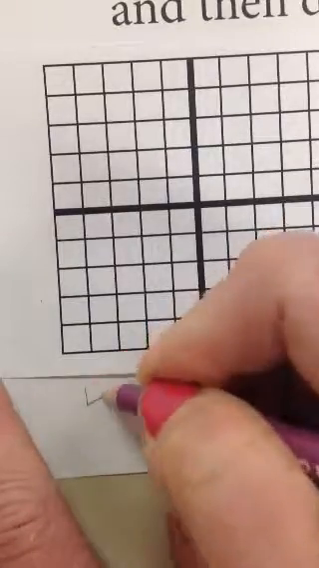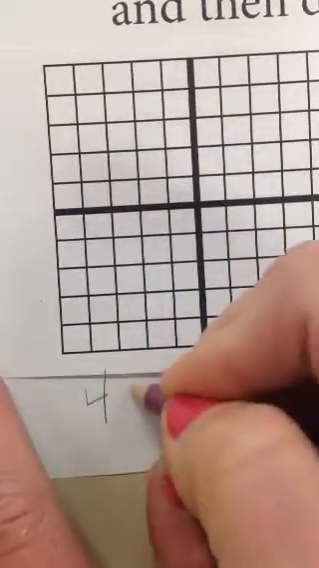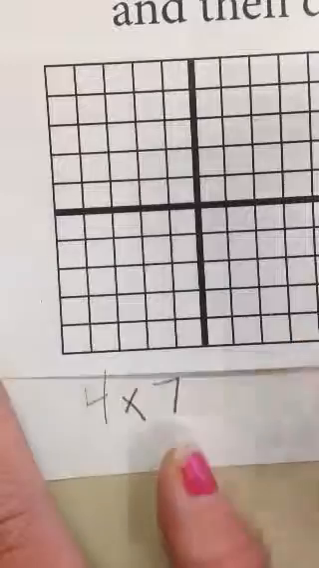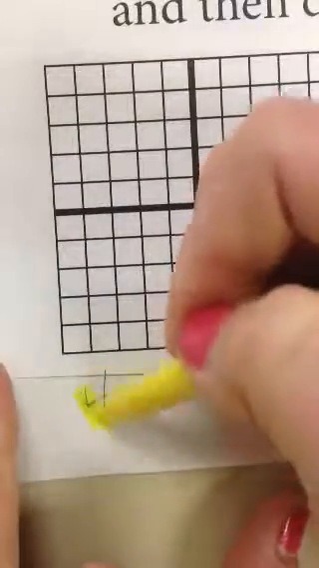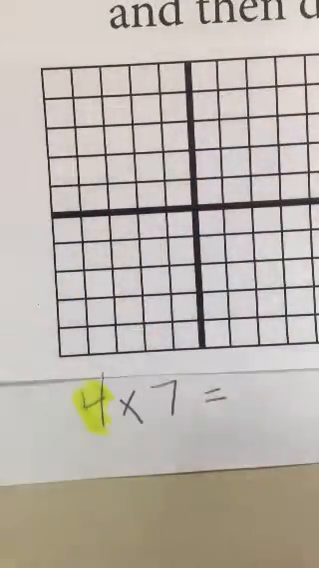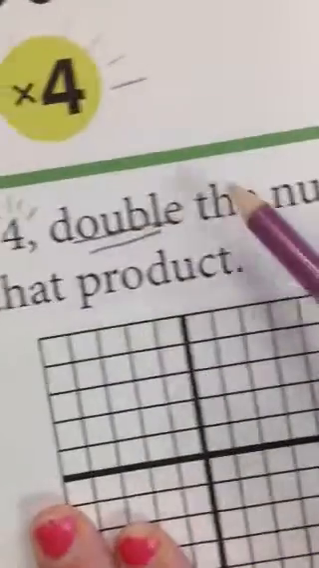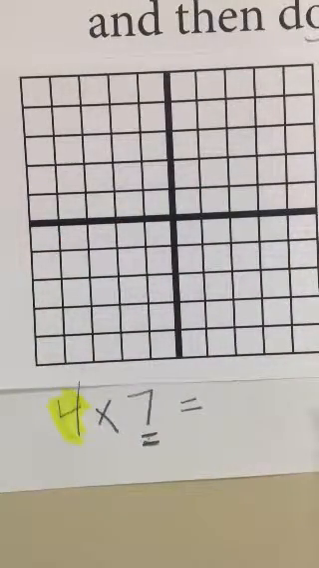Okay, let's go ahead and try 4 times 7. Let's see what that product is. Well, right away, I see I have a factor of 4. So now I know that to get my product, I need to double the number. So I double this number right here, the other factor. I need to take 7 and double it.